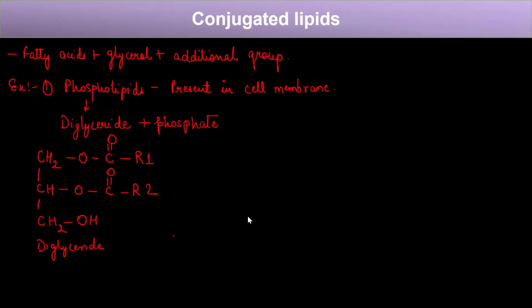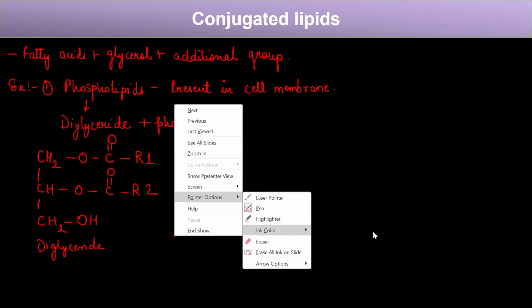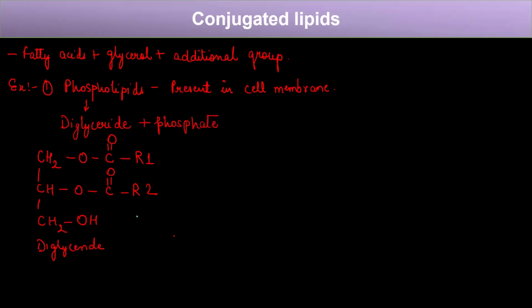Next, you have diglyceride plus phosphate. So this phosphate will come like this. Here also you have OH, and this phosphate will form a bond by release of a water molecule. In biomolecules, whenever a bond is formed, a water molecule is released.